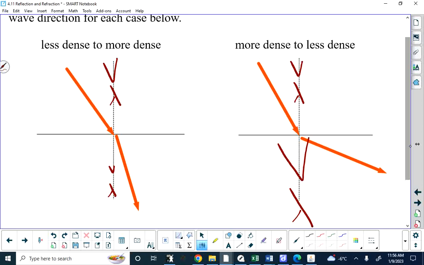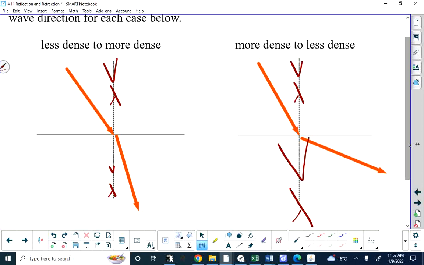Explaining why that's happening is a lot different than explaining why water waves do this, because this is so far away from being like people in a marching band. You can see it, right? So far away from that and so far away from wheels and mud. It's an electromagnetic wave. It's different. Less dense to more dense towards the normal. More dense, it's going from the water now out into the air. It refracts away from the normal.